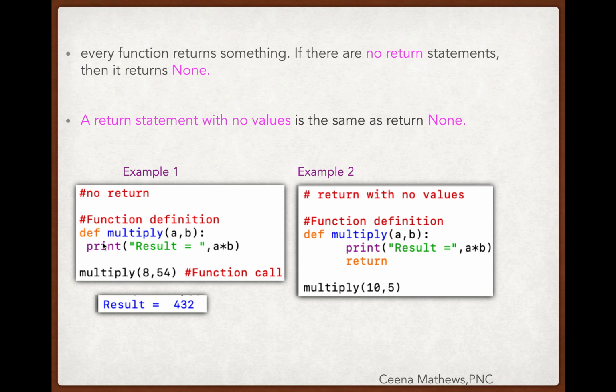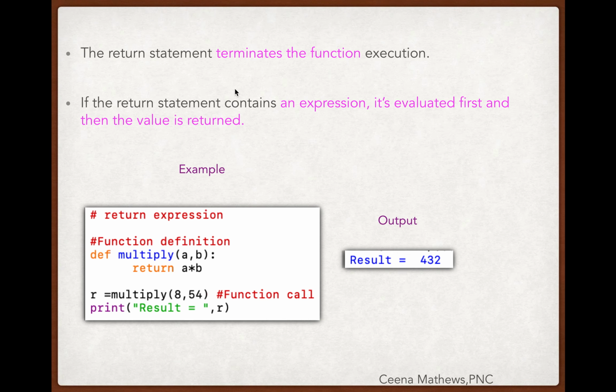In this example, multiply is the function defined, and here there is no return statement. In this case, though it has no return statement, as I said before, it returns something, that is, the value returned is None. In the second example, we use the return statement, but it has no value. So in this case also, the returned value is None. The return statement terminates the function execution.